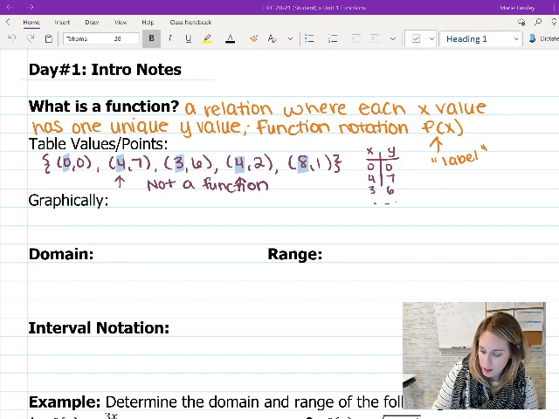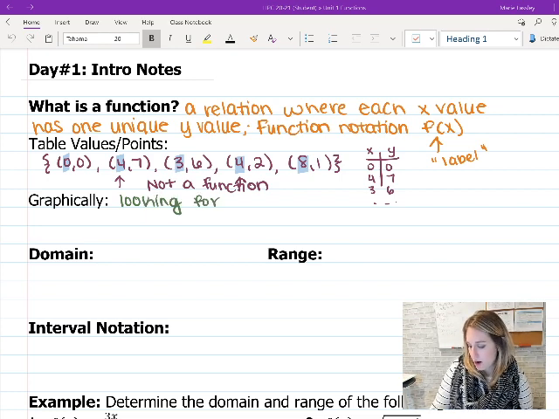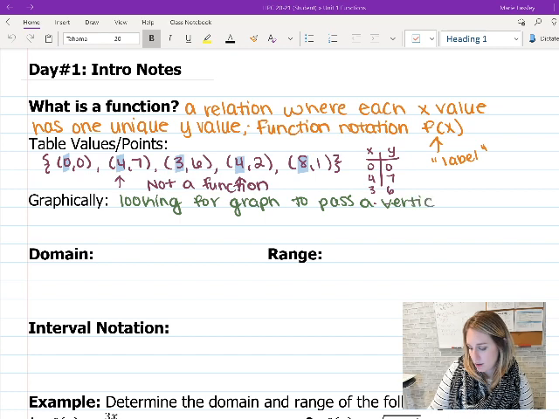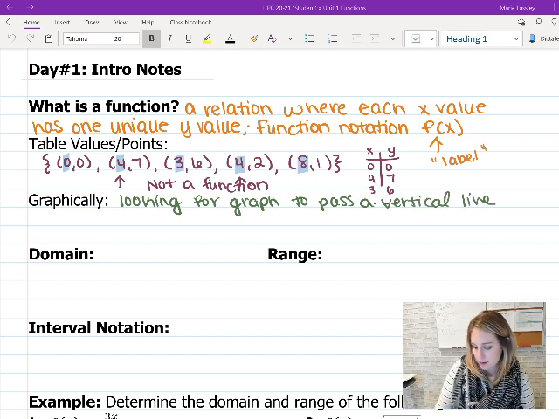So graphically, you want your graph to pass the vertical line test, right? So let's just sketch a little. I don't have a lot of room here, but that's okay. It doesn't have to be beautiful.